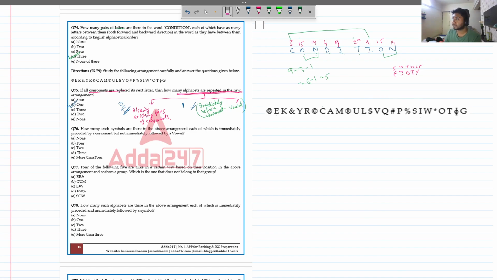क्या बोला है, how many such symbols are there in the above arrangement, each of which is immediately preceded by a consonant but not immediately followed by a vowel, मतलब followed by a consonant.